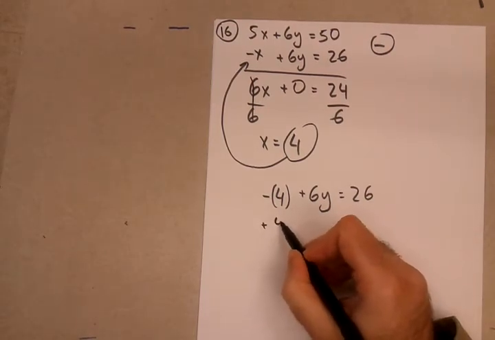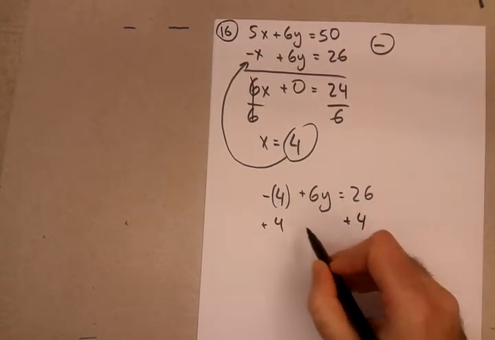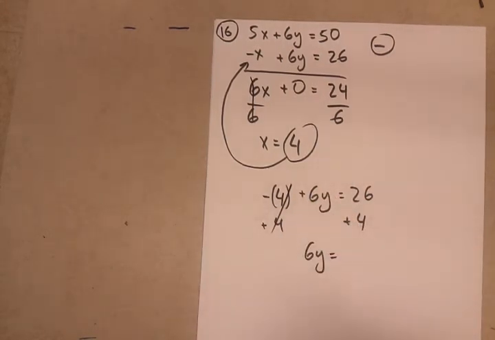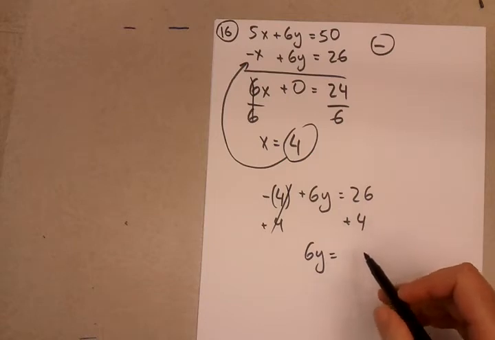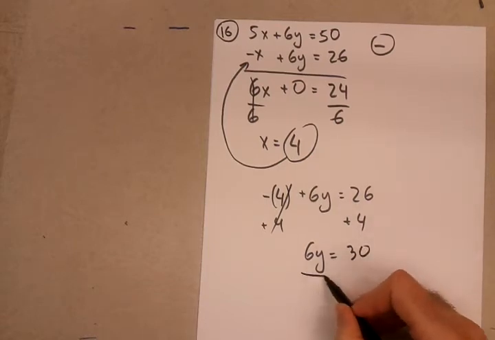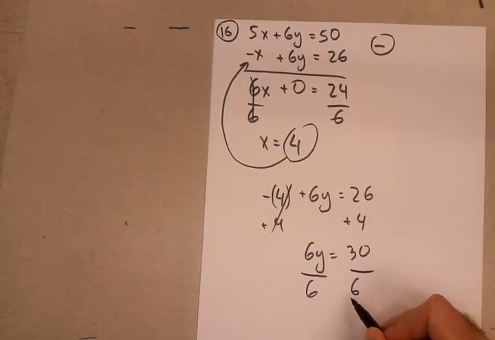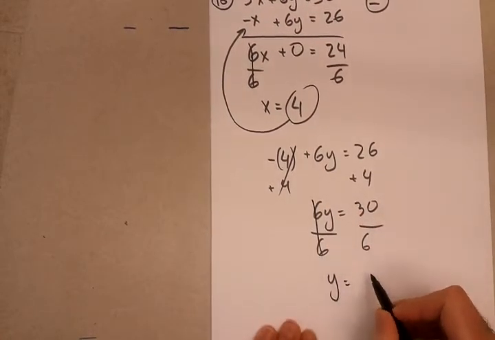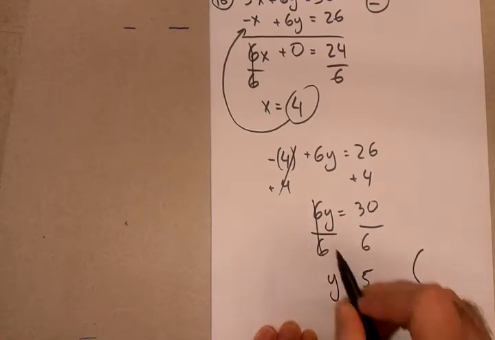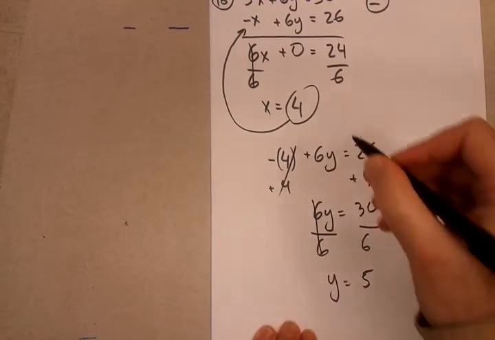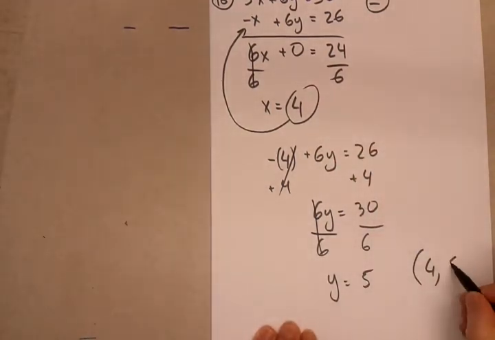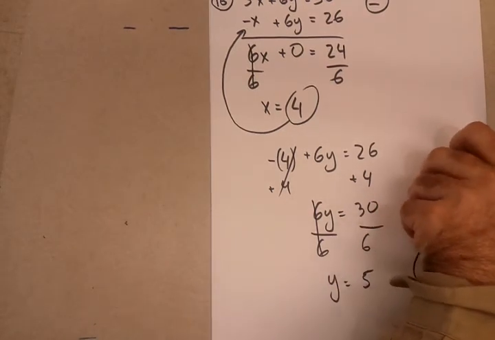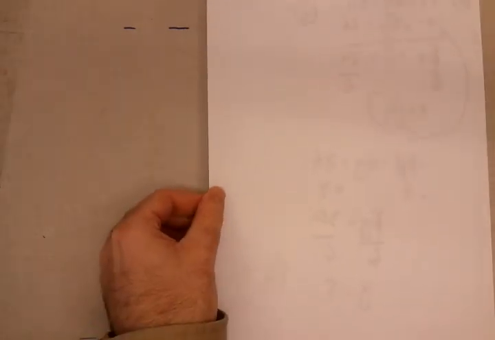Then you got to add 4 to both sides. Simplifies to 0, sorry. 26 plus 4, that's 30. Divide both sides by 6. Simplifies to 1. Y equals 5. That's it. And our ordered pair is 4, 5. So that was 16. And let's do the last one, which is 20.